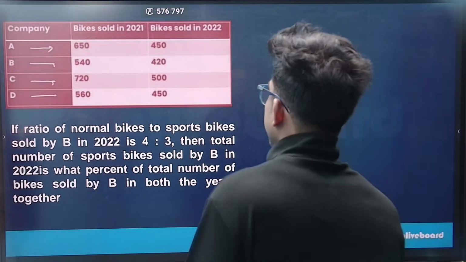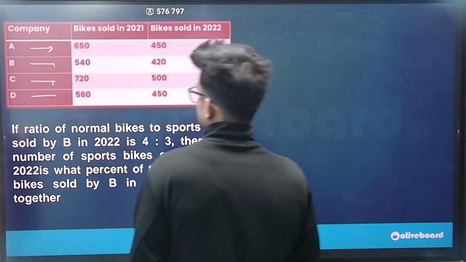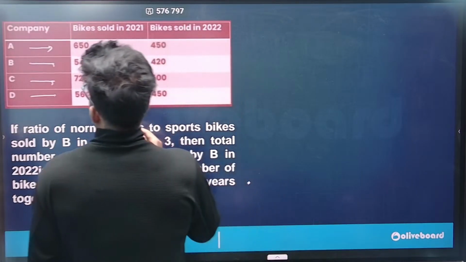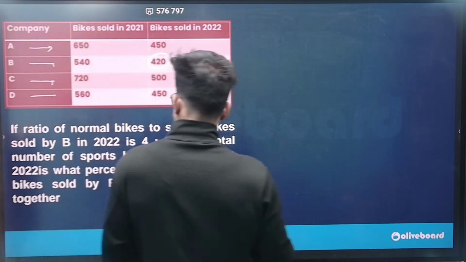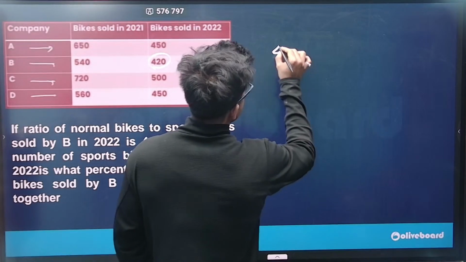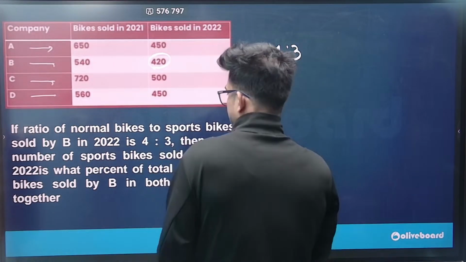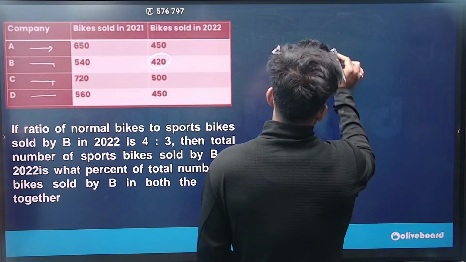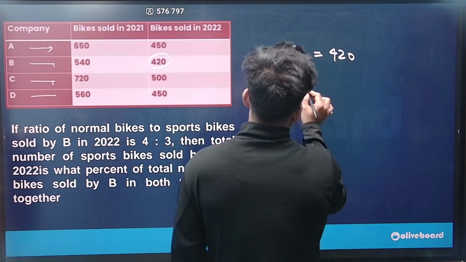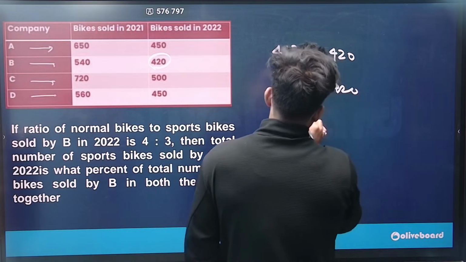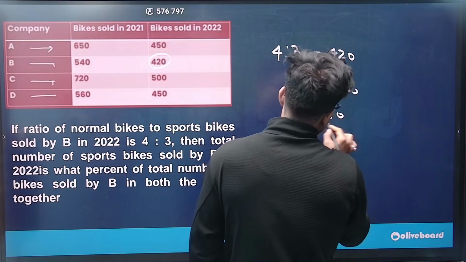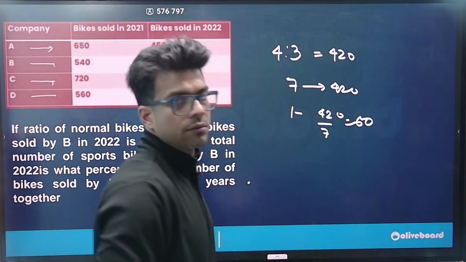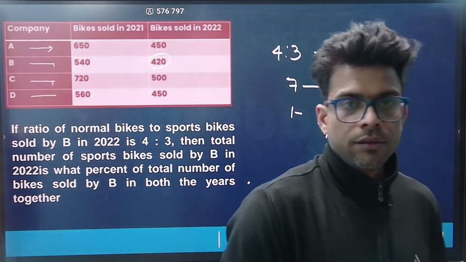If the ratio of normal bikes to the sport bikes sold by B in 2022, so basically 2022 B 720. So basically the ratio is 4 is to 3, and the sum is given to me, 420. So can I say 4 plus 3, 7 value is 420. So one value would be 420 by 7. It is 60. Correct. Is it right? The value of 1 is 60. Is it right?